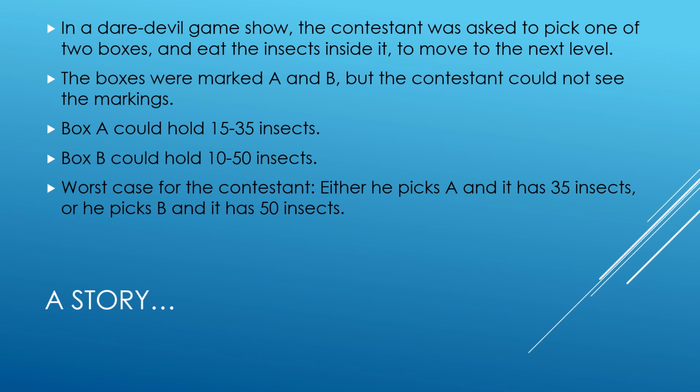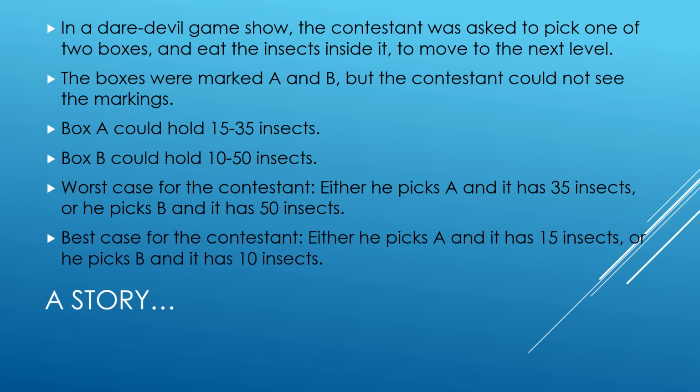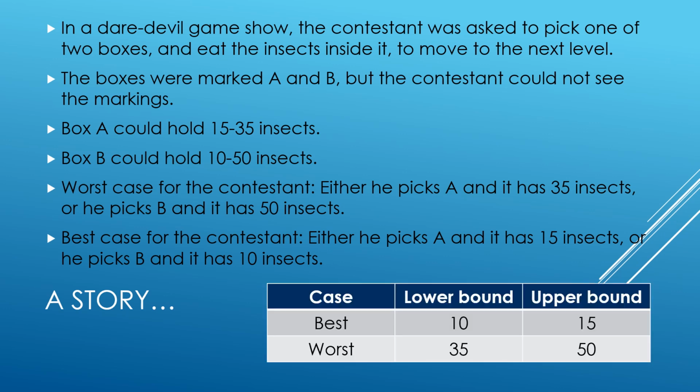Worst case for the contestant: he picks box A and it has 35 insects, or he picks B and it has 50 insects. Best case for the contestant: he picks A and it has 15 insects, or he picks B and it has 10 insects. So the lower bound of the best case is 10 and its upper bound is 15. Worst case has a lower bound of 35 and an upper bound of 50.